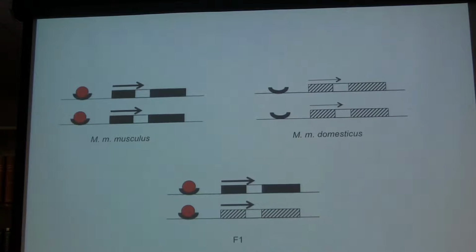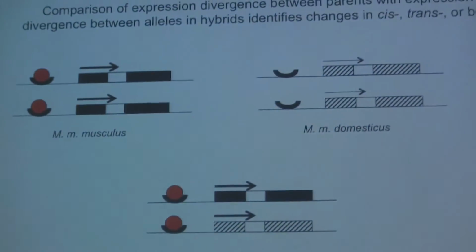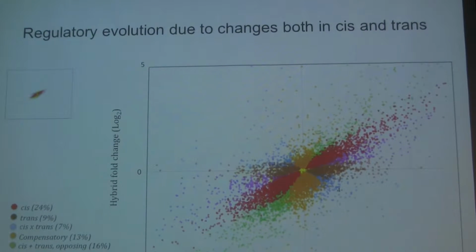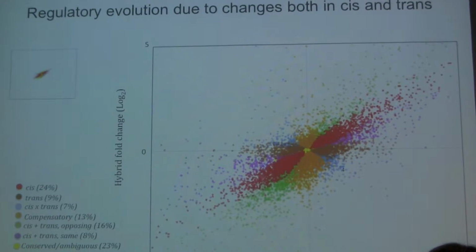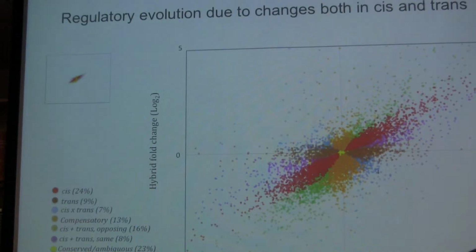You compare differences between alleles in an F1 to differences between the parents. And if the difference in alleles in the F1 recapitulates the difference in the parents, you know that it's due to a change in cis. And you can imagine combinations of those or intermediate situations. So comparisons between the parents and the alleles in the hybrid help identify changes in cis, trans, or both. And so Katya did this experiment crossing musculus and domesticus, and this is what she found.